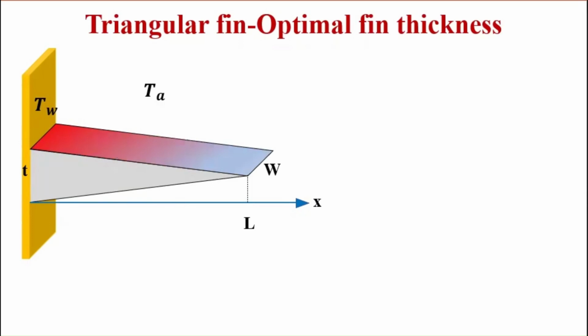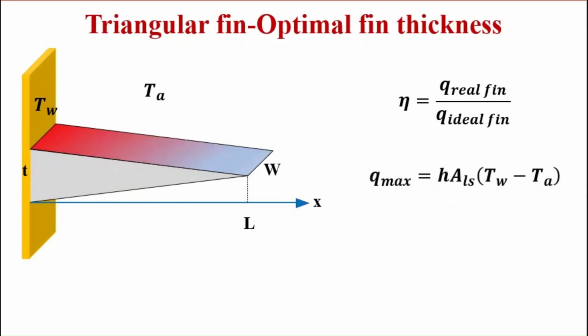The performance of a real fin is therefore evaluated by comparing it to an ideal fin with the same geometry and dimensions. This comparison is expressed using fin efficiency, which is defined as the ratio of the actual heat transfer rate from a real fin to the heat transfer rate from an ideal fin, that is, the maximum possible heat transfer. A triangular fin can be considered as a prism, whose base has a triangular shape with a prescribed area. If the triangular base area of the fin is fixed, the fin volume or weight is fixed.